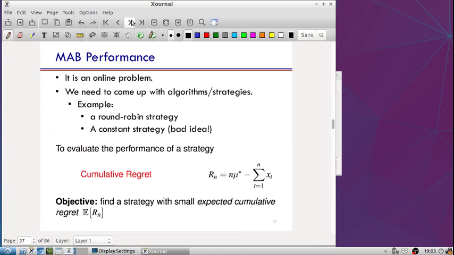Okay. So it is an online problem because I need to take the actions I_t, and I can use what I saw before. So maybe when taking the action I_t, I can see what the rewards were over the t minus 1 rounds that happened before me. So we need to come up with some algorithm and some strategy which tries these arms.